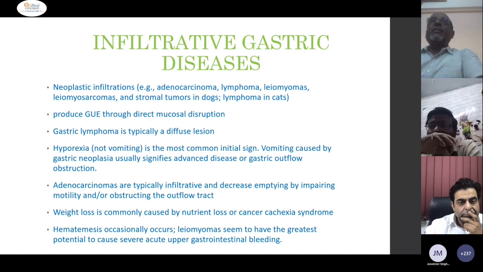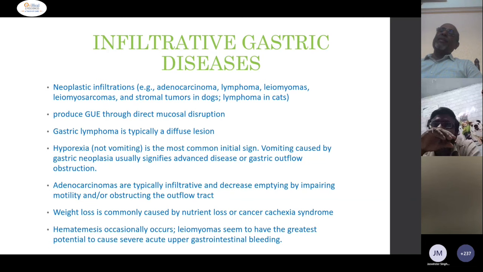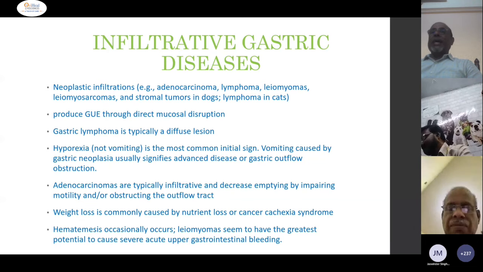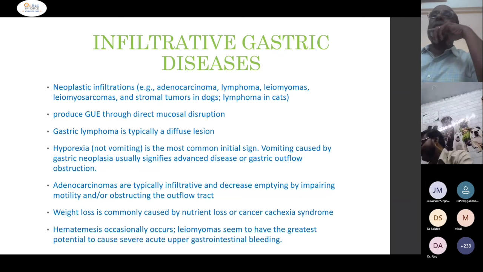Infiltrative gastric diseases. Mostly it's gastric neoplastic infiltrations like adenocarcinomas, lymphomas, leiomyomas, and things like that. And they all produce severe ulcerative disease because of direct mucosal disruption. So there is going to be hyporexia. There won't be any vomiting. There will be only the animal not eating.